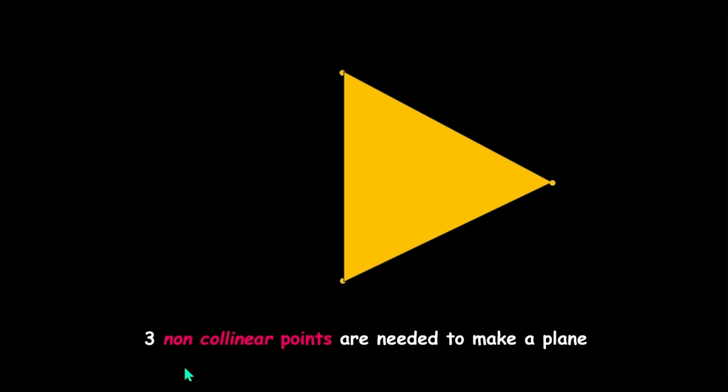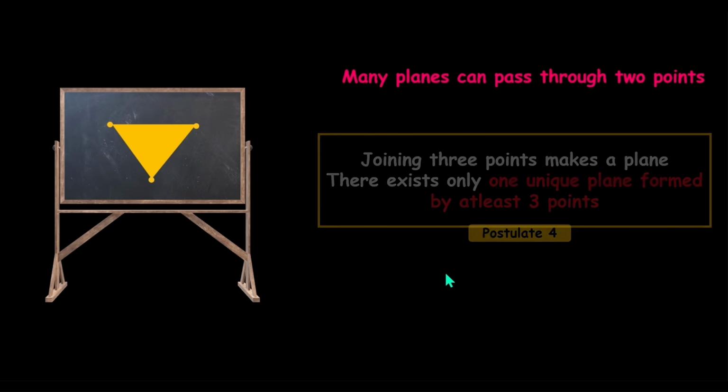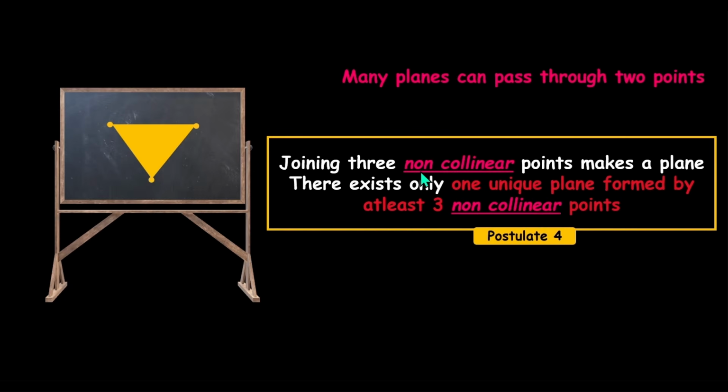What if I take it on the left side? It still makes a plane. So from this, we get that it can't be just any 3 points. It should also be 3 non-collinear points, as in the points that are not lying on the same line. So let's edit our postulate 4 and let's write it properly. So not just this, we should have joining 3 non-collinear points makes a plane. There exists only one unique plane formed by at least 3 non-collinear points.